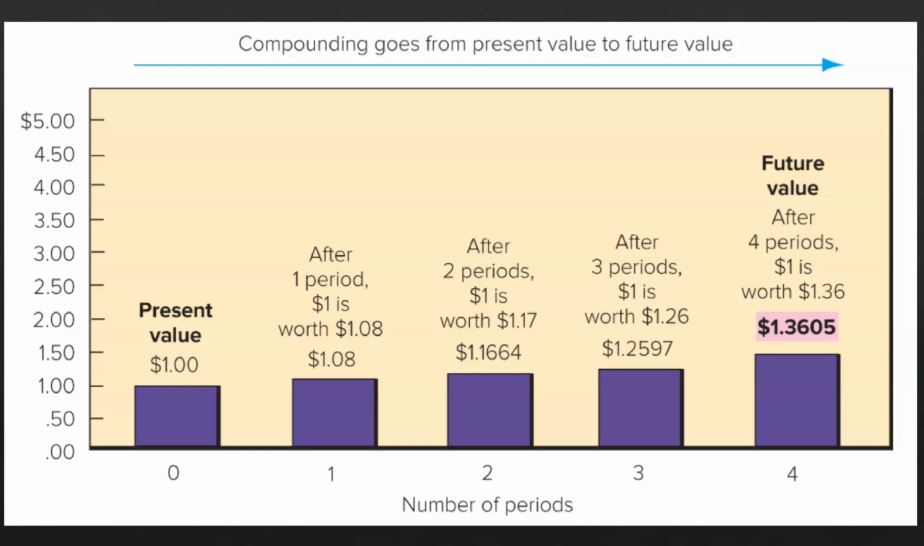3 periods, more interest is added. And then at the end of the 4th period, you have $1.36. So in 4 periods on this, you've earned 36 cents. Now, this is just $1, so obviously it's not going to be very much.